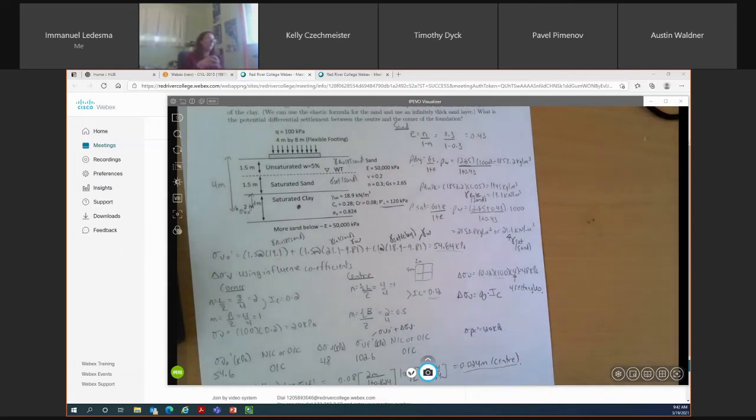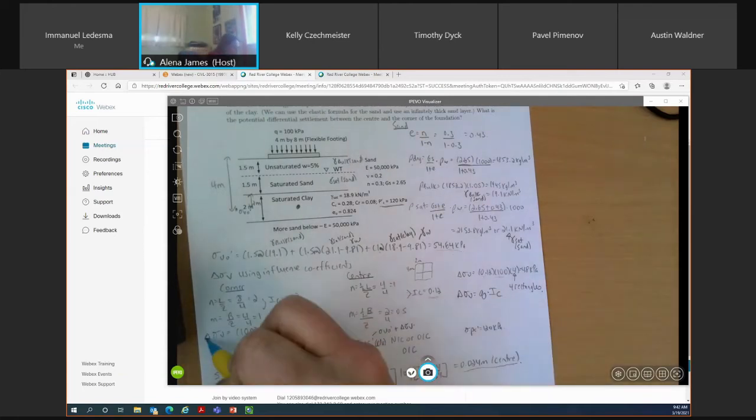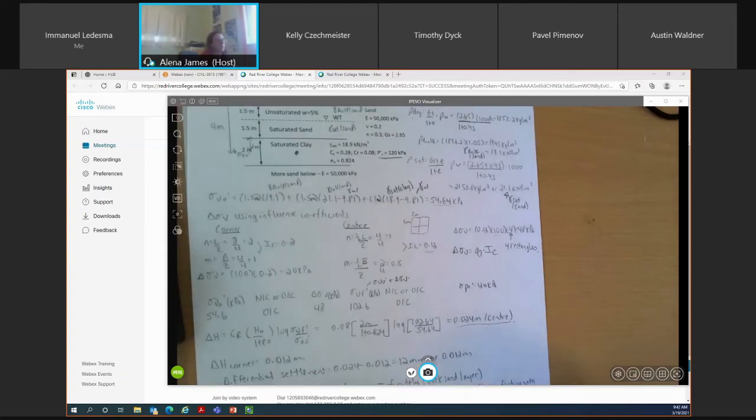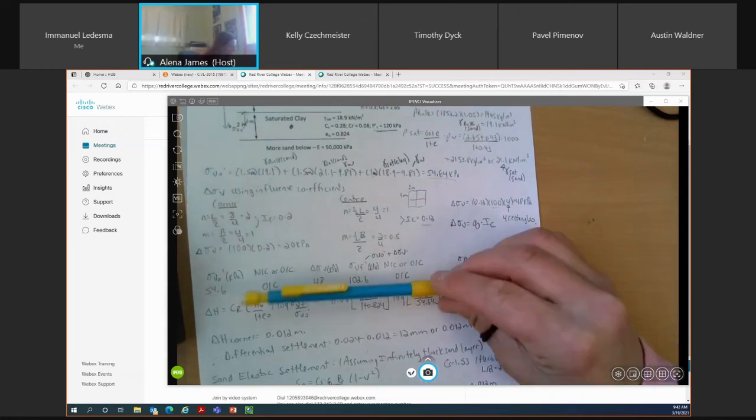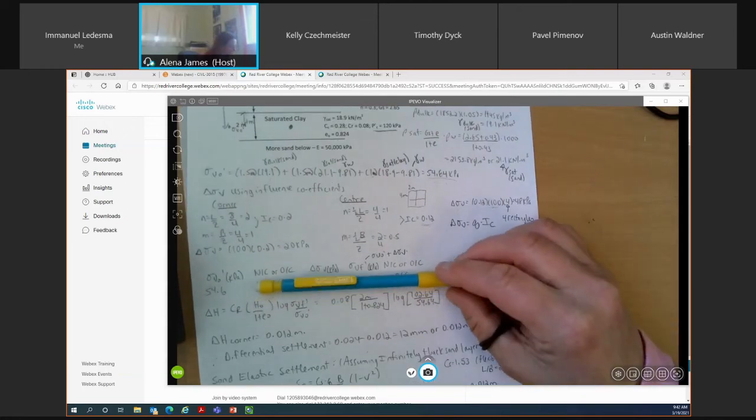So my increase in vertical stress is 48 kPa. So my delta sigma V value is 48 kPa at the center. And I went through and did the same process at the corner, and my delta sigma V value at the corner of the foundation was 20 kPa. But we're just going to work through the center of the foundation.